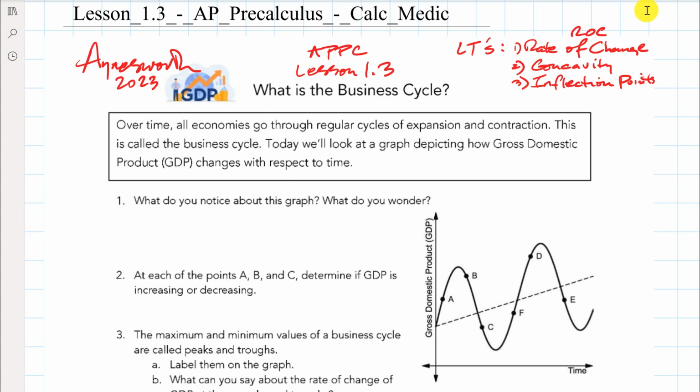Okay, so let's read the problem. Over time, all economies go through regular cycles of expansion and contraction. This is called the business cycle. Okay, so today we'll look at a graph depicting the gross domestic product. It's called the GDP for short, the gross domestic product, and how it changes with respect to time.